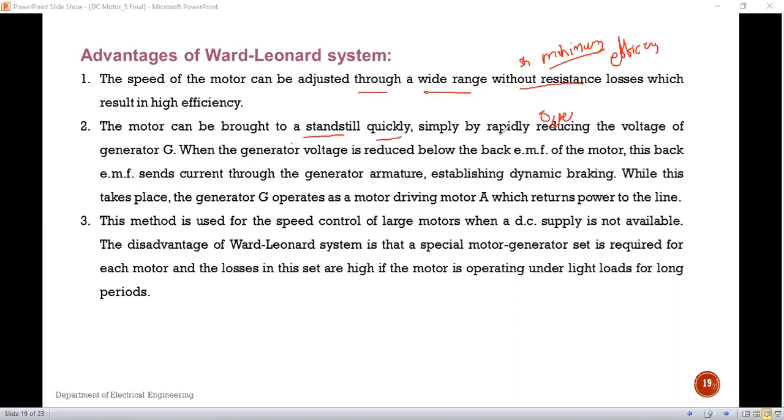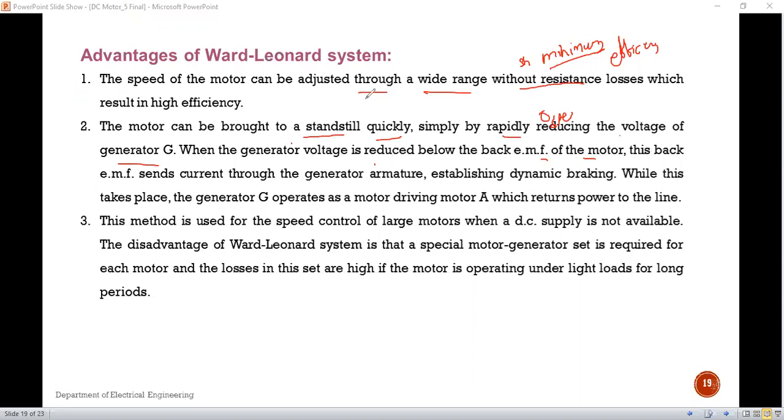quickly simply by rapidly reducing the voltage of the generator G. Okay, so by reducing the generator voltage G, we are reducing the value of speed of the motor to the zero or its standstill condition. When the generator voltage is reduced below the back EMF of the motor, this back EMF sends current through the generator armature.